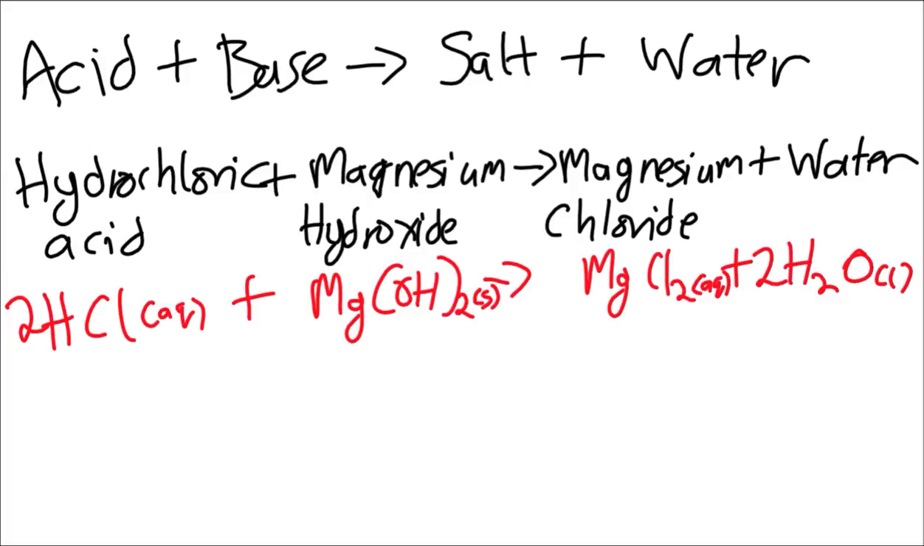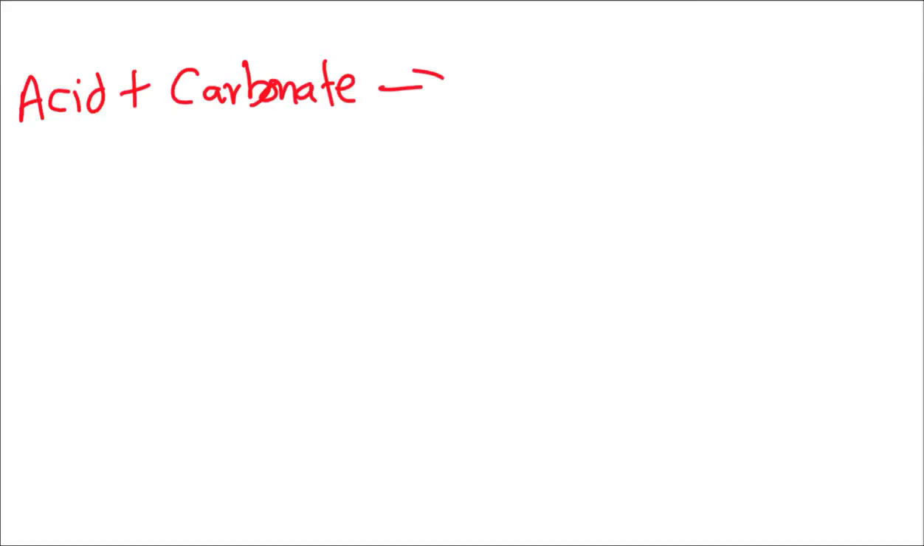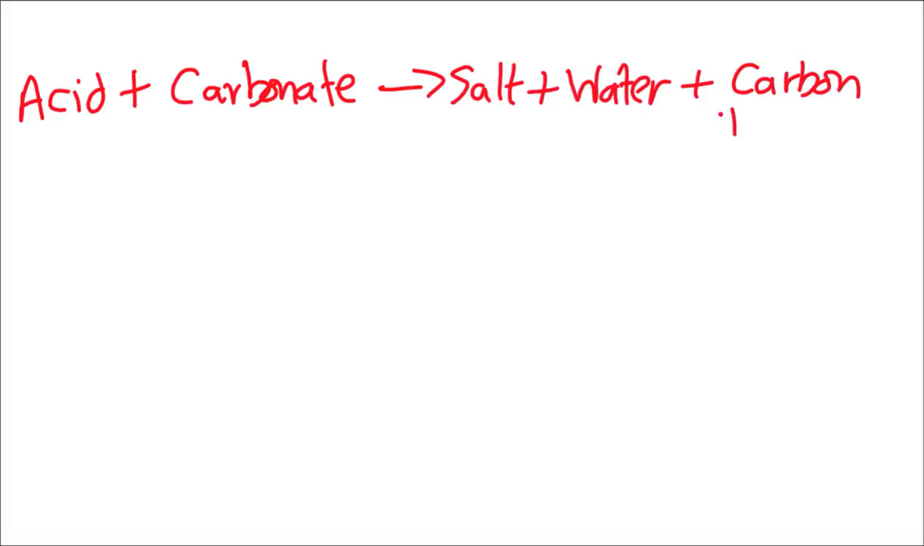However, sometimes an antacid might contain a carbonate, and this produces a different reaction. So again we have our acid reacting with our carbonate, and this will produce a salt and water just like our last one, but also carbon dioxide. So that's our difference with this one, you get carbon dioxide being given off.